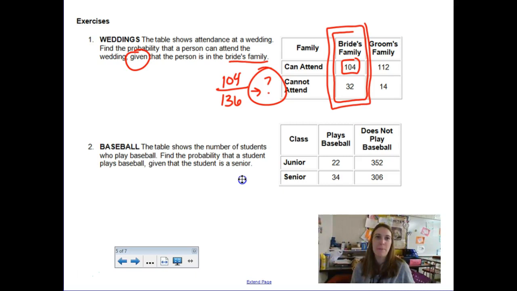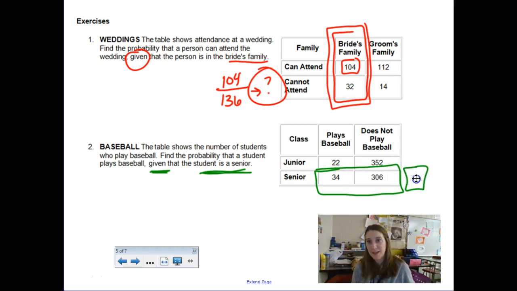Alright, and then baseball. Find the probability that a student plays baseball given, so here's the given part, that the student is a senior. You are only allowed to look at the senior data, so this row. And again, I kind of wish they gave me the total here, but I guess I can add 340, right? 340. So the probability that the student plays baseball is 34 out of 340. Oh, I can reduce that one. That's 1/10. Go me.